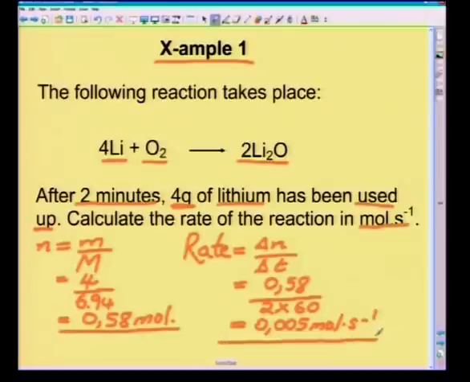So 0.05 moles are consumed in a second in this chemical reaction. That will be the rate at which lithium is reacting with oxygen to give you the product. Remember, by just taking lithium and finding out that rate, you have actually found the rate for the whole reaction. It's not just for lithium, or if you took oxygen, just for oxygen. No, it is the rate at which the reaction is taking place. So that gives us the rate at which lithium and oxygen are reacting to give us lithium oxide.